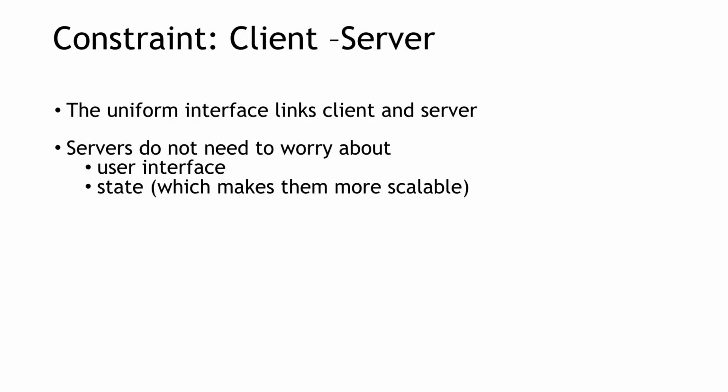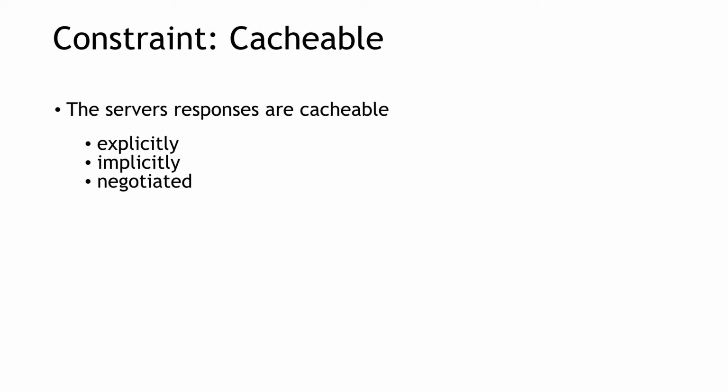We have a uniform interface between client and server. So the servers do not need to worry about a fanciful user interface because that is part of the client interface. And we don't actually have to worry about the state, which makes this overall system a little bit more scalable. In addition, the REST service can be cacheable. That means the server's responses are cacheable explicitly, implicitly, and through negotiated mechanisms.